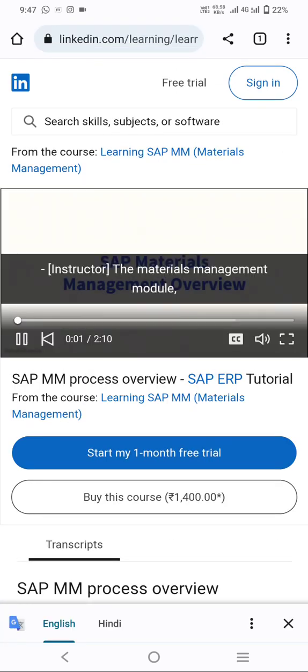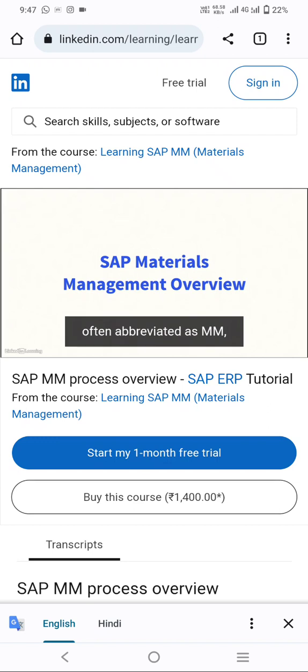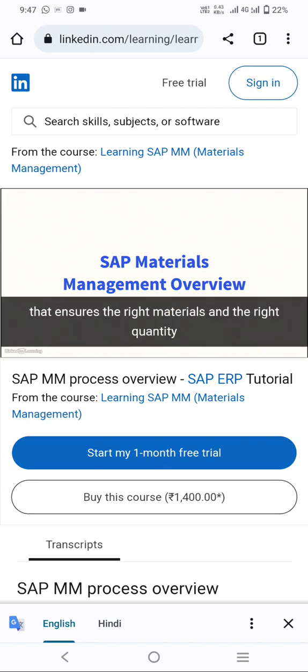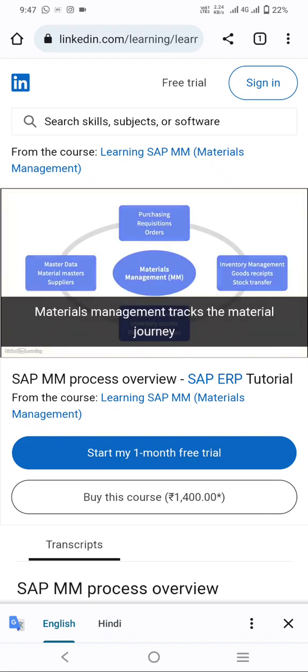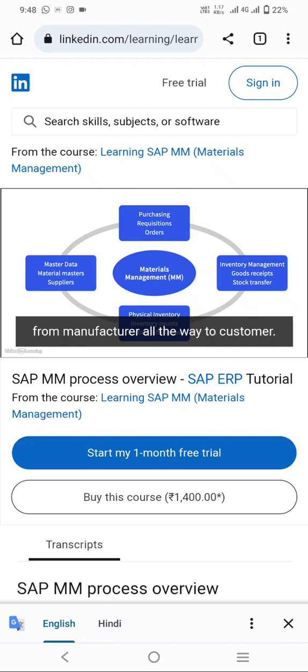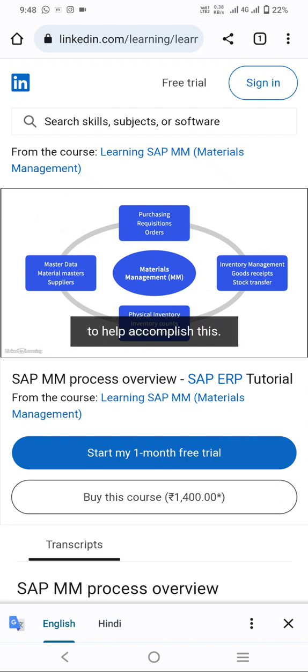The Materials Management module, often abbreviated as MM, is the SAP Logistics module that ensures the right materials in the right quantity are available at the right time and place for a company. Materials management tracks the material journey from manufacturer all the way to customer. There are 4 key components of the materials management module to help accomplish this.